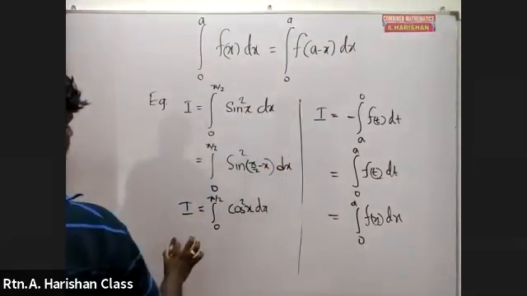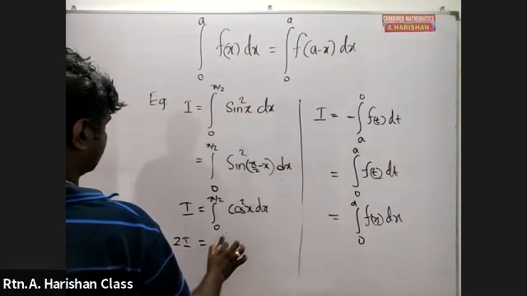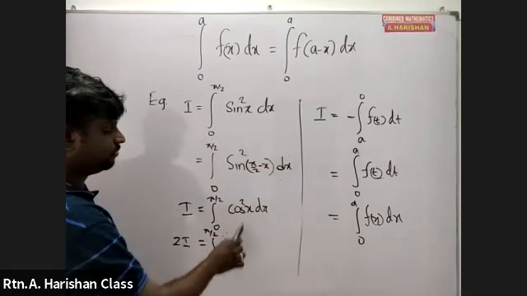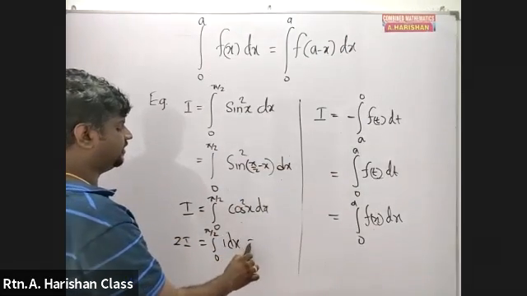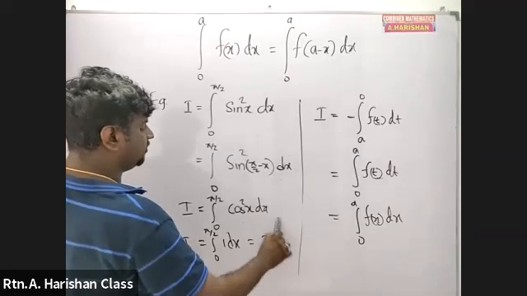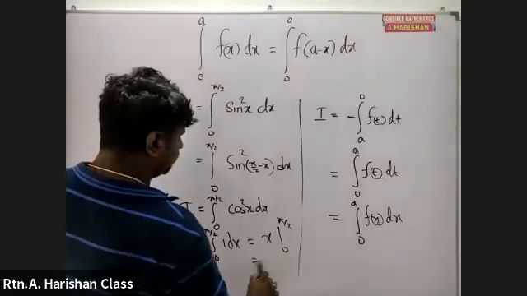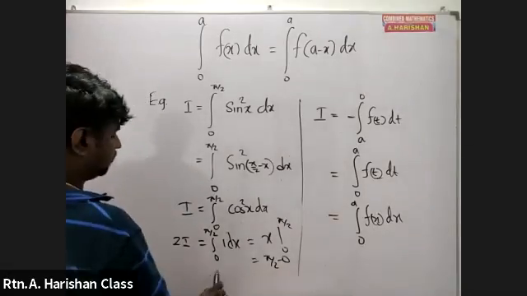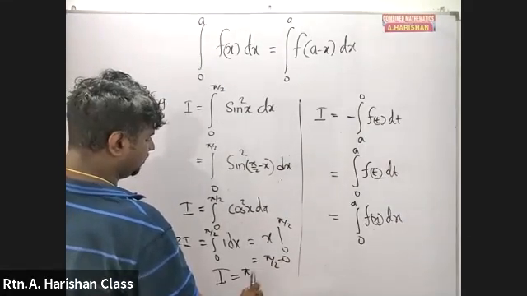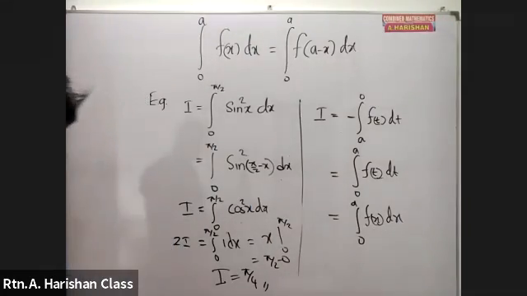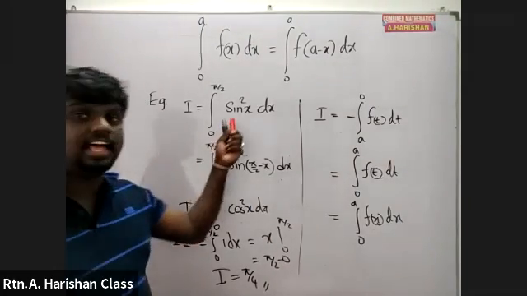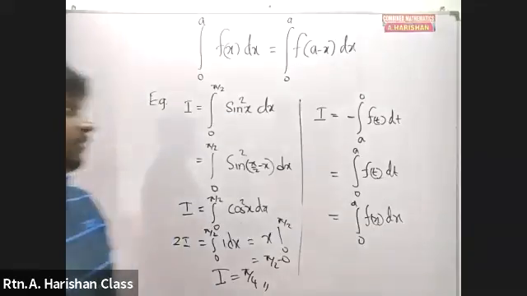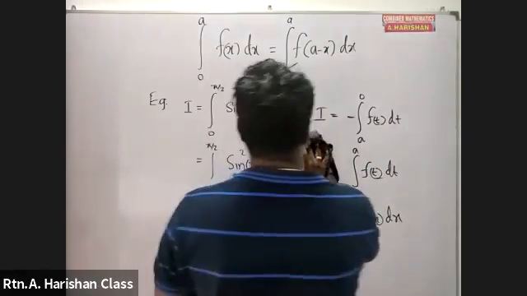So if you add that, 2I will be 0 to pi by 2, here sin squared x plus cos squared x, which is 1, dx. So the answer is x from 0 to pi by 2. So you have to put pi by 2 minus 0. And so finally I will be pi by 4. So the answer is pi by 2 for 2I. Integration of this or integration of this is also the same. So example is given.